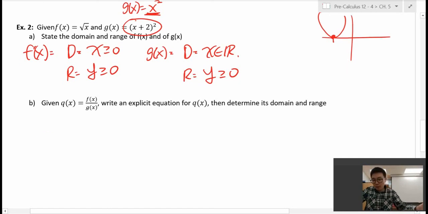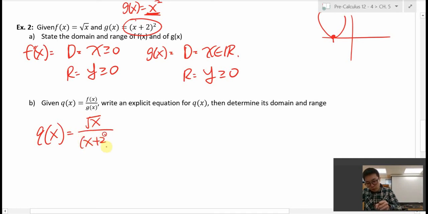Part B, given that q of x, the quotient, is equal to f of x divided by g of x. So let's write q of x first. F of x is root x divided by g of x, which is x plus 2 squared. Okay, so that's q of x. Now we're looking for the domain and range.